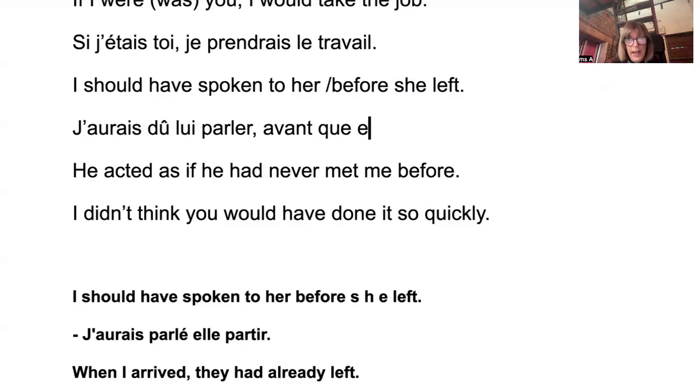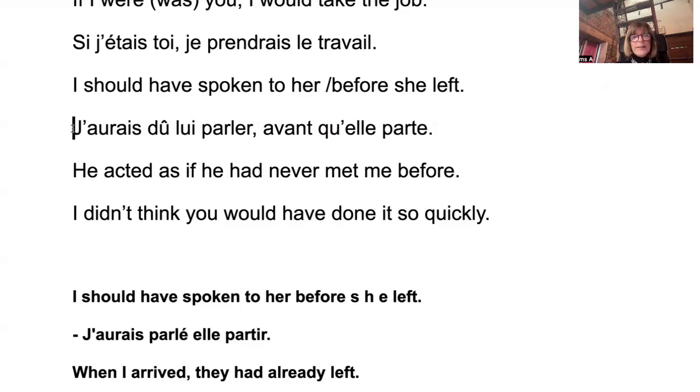So she is elle. I shouldn't have two e's, so this e goes away and it becomes an apostrophe. Avant qu'elle. Yes, and so left will not be a past tense, but will be a subjonctif: avant qu'elle parte. Yes. So if this is too hard, please let me know and I will explain more.